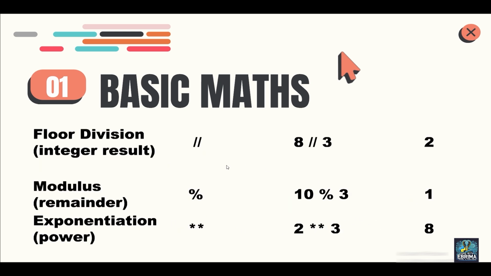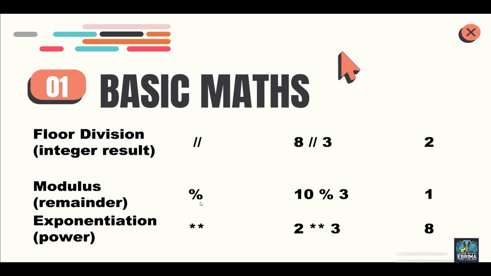Now we have the floor division. That is 2 forward slashes. And you can see 8, 2 forward slashes 3 is equal to 2. It gives an integer result and it rounds down the number to the nearest integer.